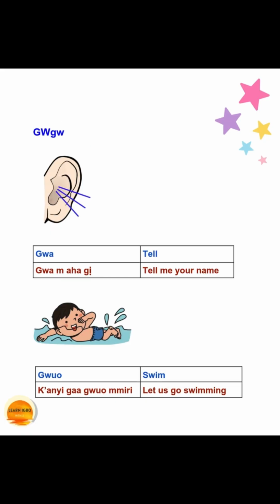All right, this is for the Igbo letter gwe. Gwe, gwa, tell. Gwa m aha gị. Tell me your name. You can use this example when you meet somebody for the first time. You can ask them, Gwa m aha gị. Tell me your name.